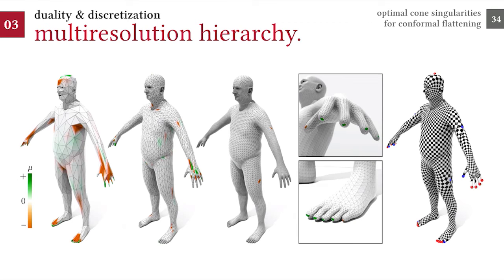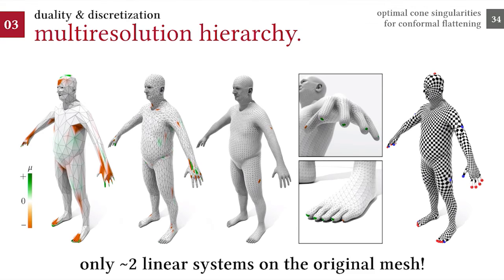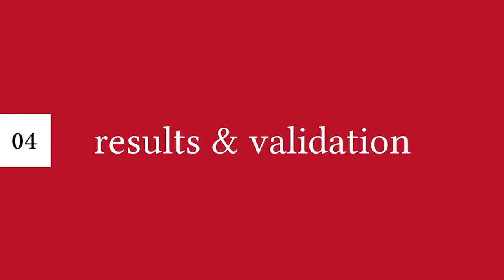Now we can actually accelerate the algorithm optionally by implementing a simple multi-resolution hierarchy. The idea is to just solve the sequence of regularized problems on coarser meshes and only recover the optimal cones on the finest model. This allows us to only solve about 1 to 2 linear systems on the finest mesh and brings down the runtime to about 10 to 15 seconds on a mesh of about 50,000 vertices.